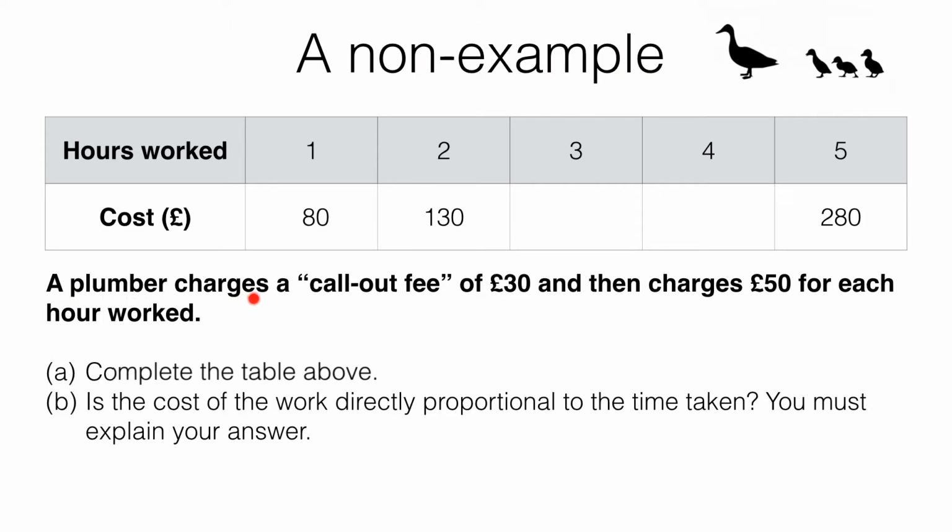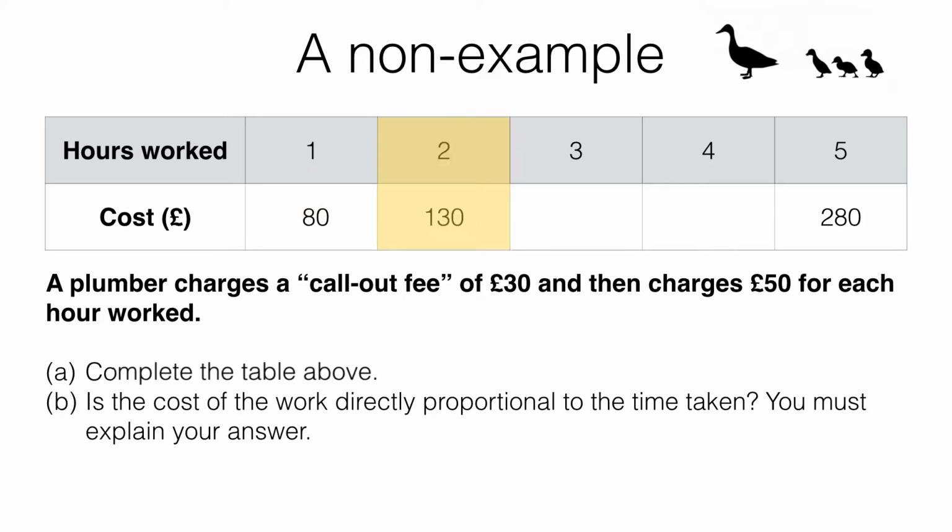A plumber charges a call-out fee of £30 and then charges £50 for each hour worked. What this means is that the plumber will charge you £30 just for turning up at your door before they even do any work. That's the call-out fee. And then for each hour worked, they will charge £50. That's why for 1 hour, it actually costs you £80. It's the £30 of call-out plus £50 for 1 hour's worth of work.